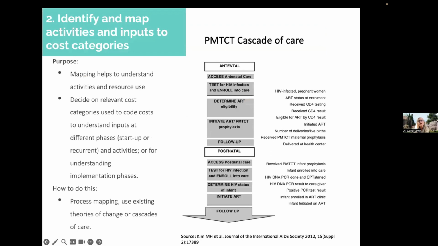So a big part of costing, a lot of the work up front, is identifying and mapping activities and inputs to cost categories. And for those of us working in HIV/AIDS, here's an example. Our study was looking at strengthening PMTCT. Start with that cascade of care. There's lots of information out there that tells you what the steps are. Map those, understand what the actions and resources are, and use that to identify your cost categories and your cost methods.